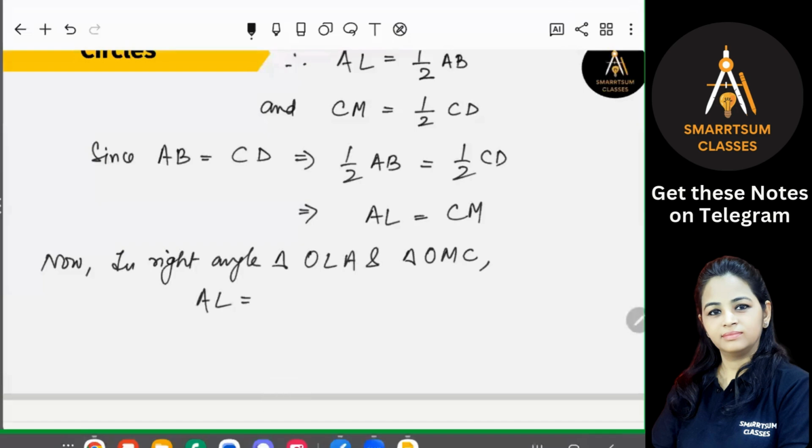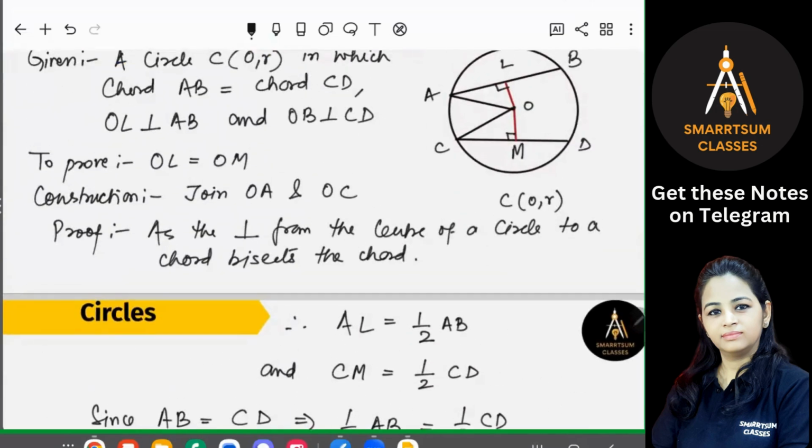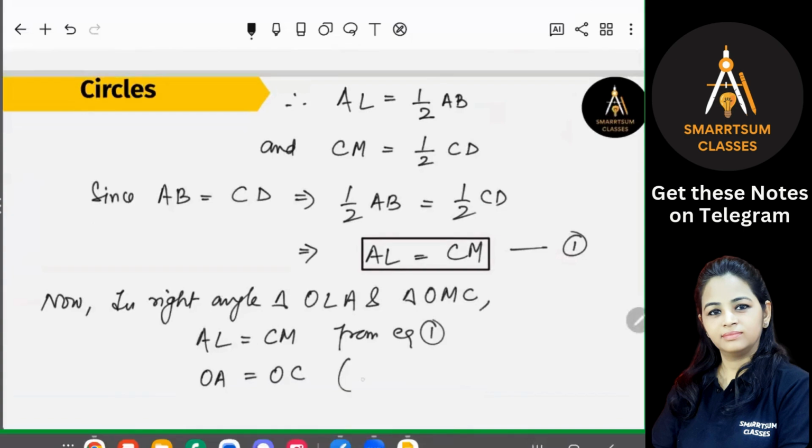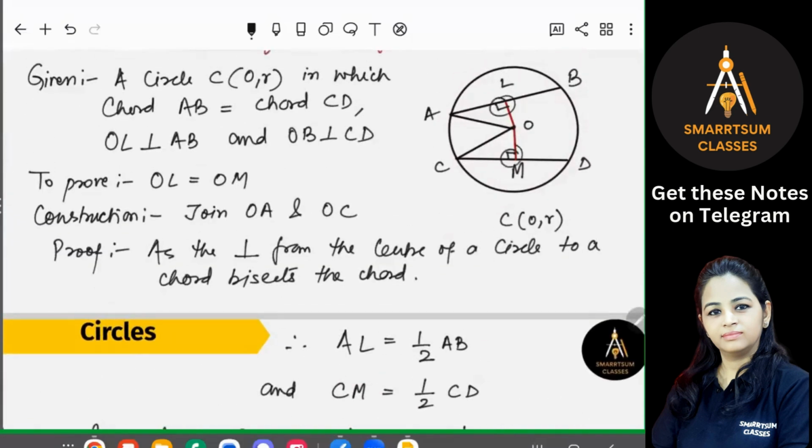So now in these two right angle triangles, let's see what we have. AL is equal to CM, right? This is, suppose, equation number 1. Okay, this we have proved in the above section, right? That AL is equal to CM from equation 1, right? OA is equal to OC. So look at here. OA is equal to OC. They will be equal. Why? Because both are the radius of the circle. OA and OC are the radii of the circle, and they will be equal, each equal to radius r, right? Okay, and these are right angle triangles, so 90 degrees, 90 degrees. We already have this, right?